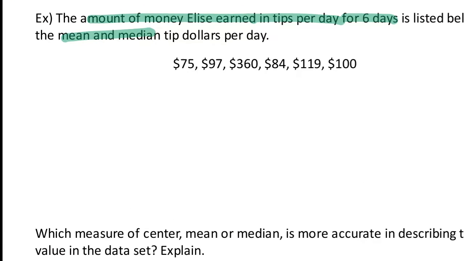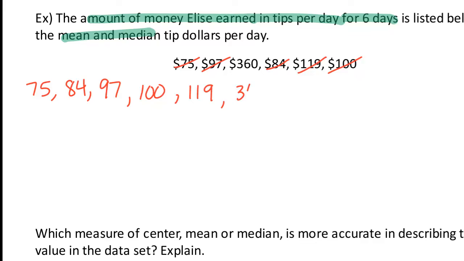So remember, you want to put these in order from least to greatest. So what's my smallest value that we have? 75. And then it's 84, 97, 100, then 119, and 360.